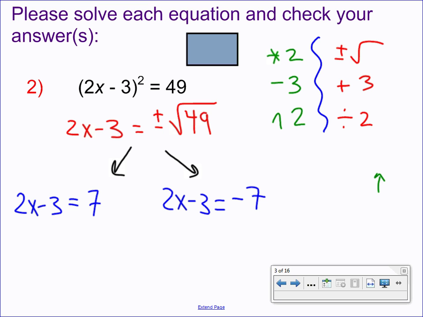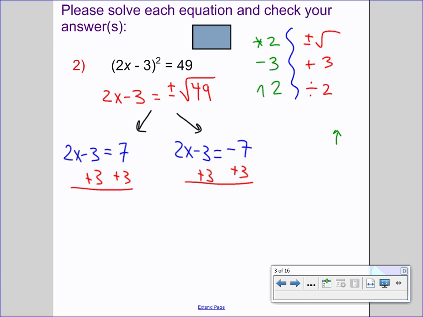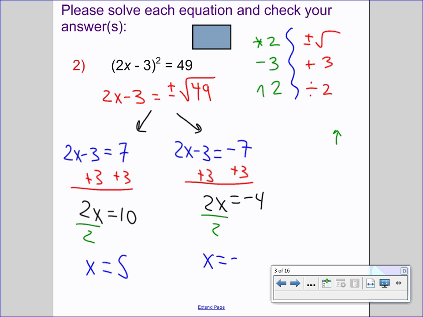Now we'll continue on with our solving steps. That is, add 3 to both sides. Just we're doing it to both the equations now as we follow along in each path. And so once again, plus 3 to both equations. 2x equals 10 on the left. On the right path, 2x equals negative 4. Divide both sides by 2 to finish it out. And it looks as though x equals 5 or x equals negative 2.